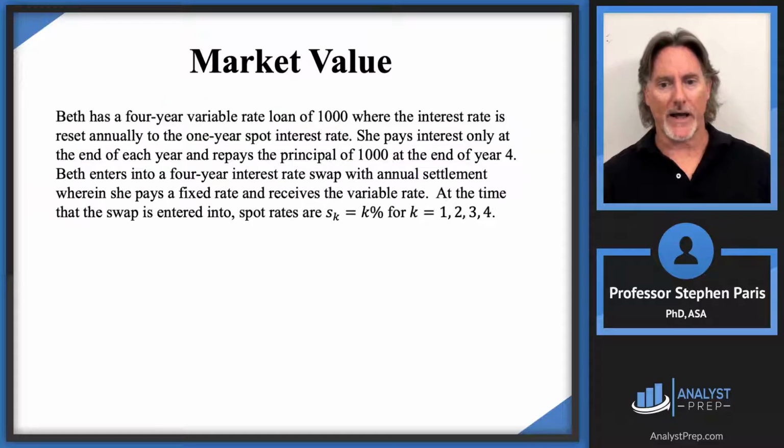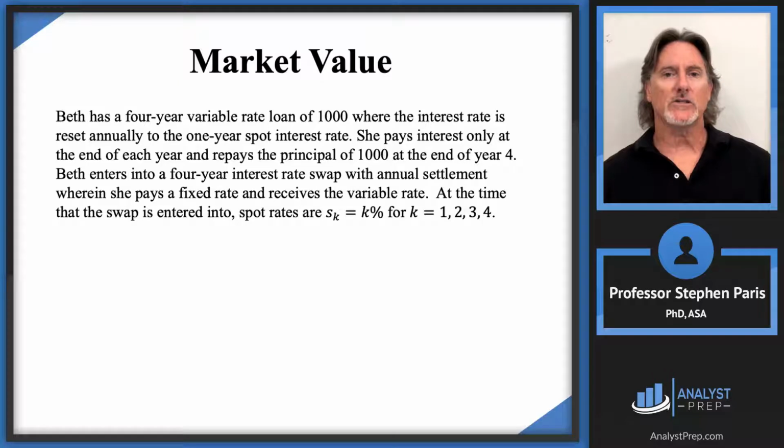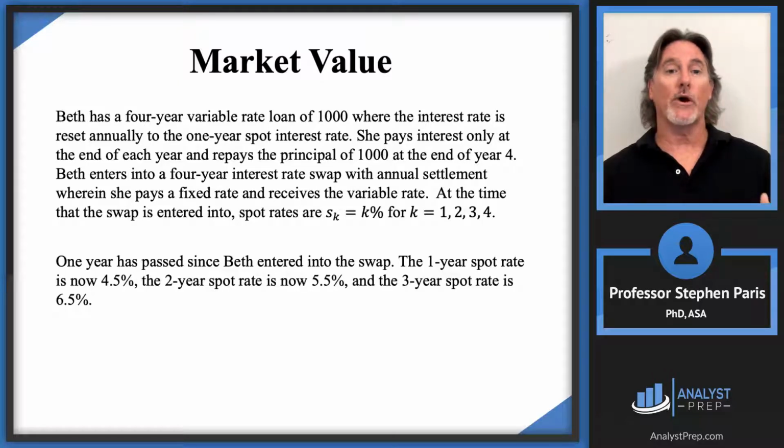Okay, now let's go back to the problem. I haven't asked you anything yet. I just kind of set it up. So now let's move on. Let's say you have some additional information. Let's say 1 year has passed now since Beth entered into the swap. The 1-year spot rate is now 4.5%, the 2-year spot rate is 5.5%, and the 3-year spot rate is 6.5%.